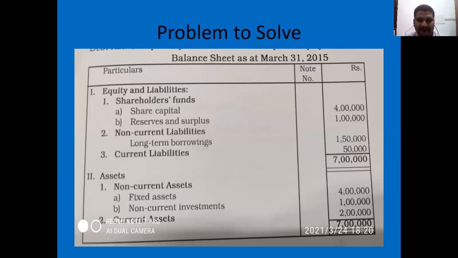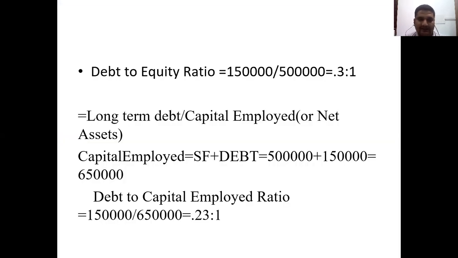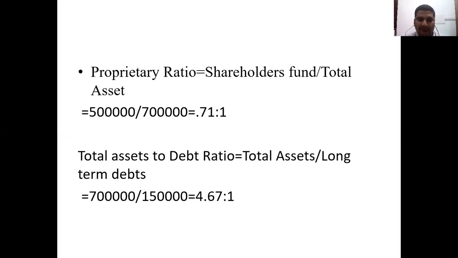One simple sum I have given here as a problem to solve. The balance sheet as at March 31st, 2015. You can see the particulars as well as the rupees. The two main parts are equities and liabilities, and assets. Under equities and liabilities, you can see shareholders' funds, under that share capital, reserves and surplus. The second point is non-current liabilities, long-term borrowings, and the third point is current liabilities. The second main part is assets, that is non-current assets. The sub points are fixed assets and non-current investments, and the second point is current assets. These are the simple problems given here.